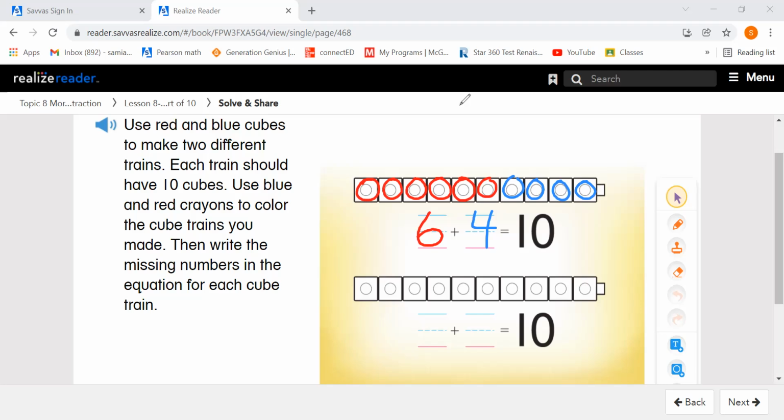On to my next cube train. Okay, this time I'm going to make 1, 2, 3 cubes red. So I'm going to add a 3 to my equation. And now for my blue. 1, 2, 3, 4, 5, 6, 7. 7 of my cubes are blue. So my second cube train is made up of 3 and 7. 3 plus 7 equals 10.